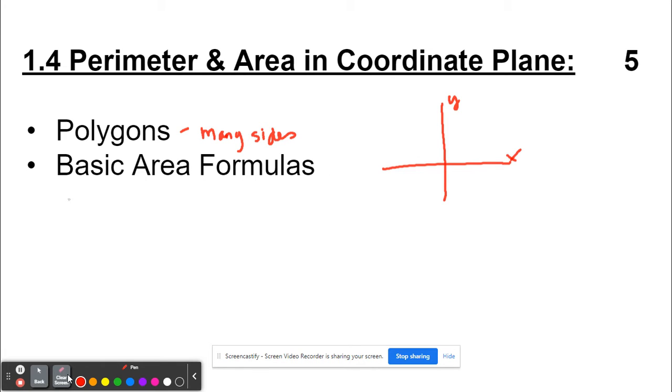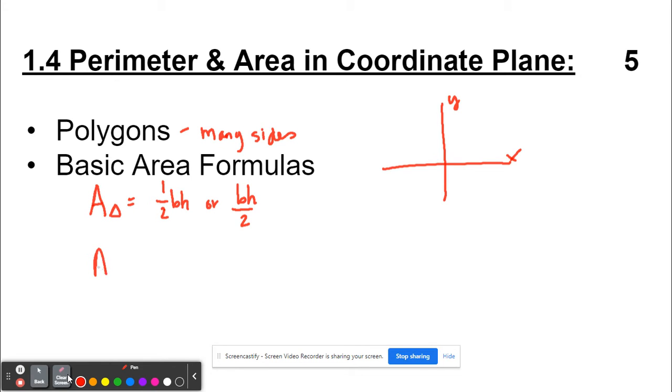Before we do that, our book assumes we know some basic area formulas, so we're going to go over those really quickly so that we're all on the same page. The area of a triangle is half base times height. You could also just do base times height divided by 2, which is the one that I tend to lean to, the second one right here.